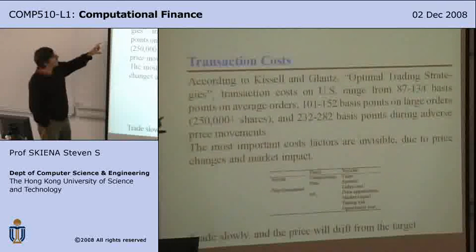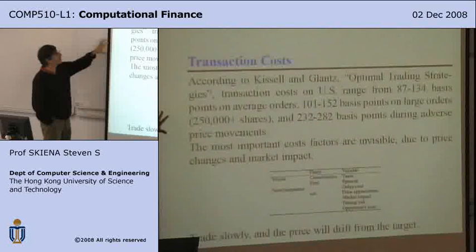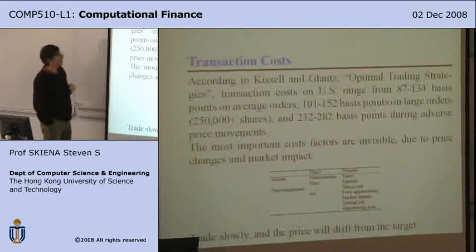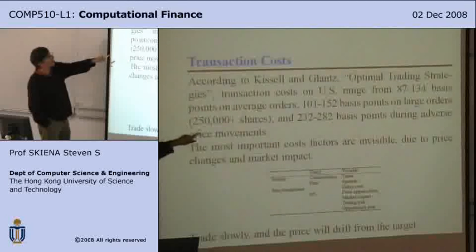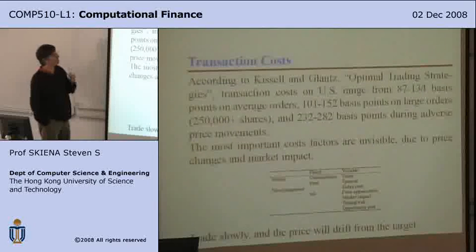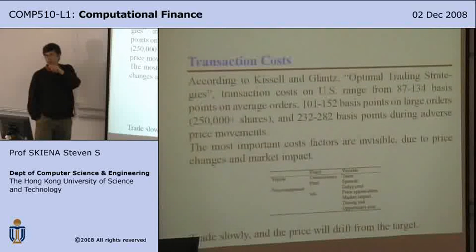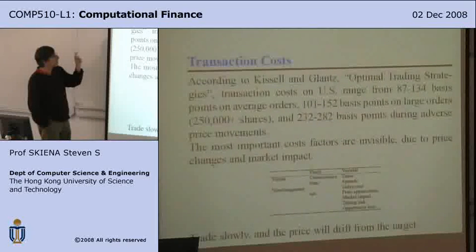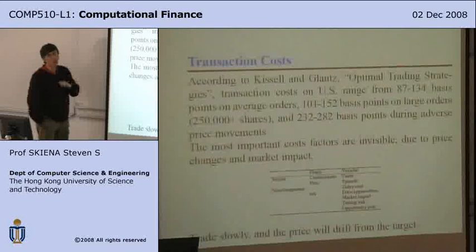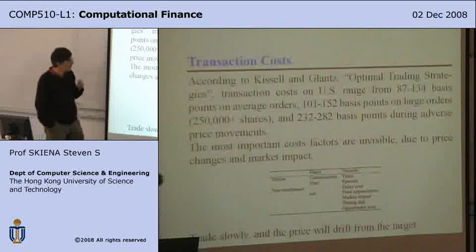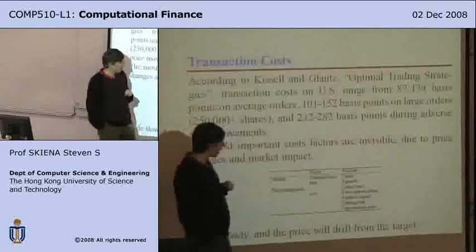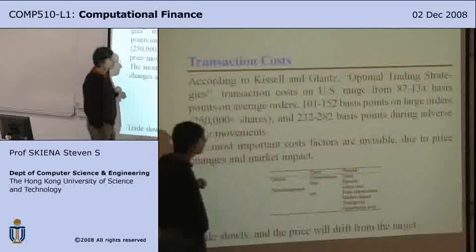This was a book I was reading about trading strategies, and what they were saying is that the transaction cost in the U.S. ranged on a typical order from 87 to 134 basis points. What was a basis point? It was 1/100th of a percent. So a way to think about it is, the cost on each transaction was on the order of 1% of what you were trying to trade. And most of that was not in commissions and fees, or things that are obviously visible.